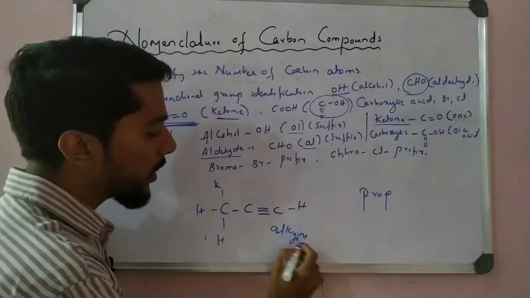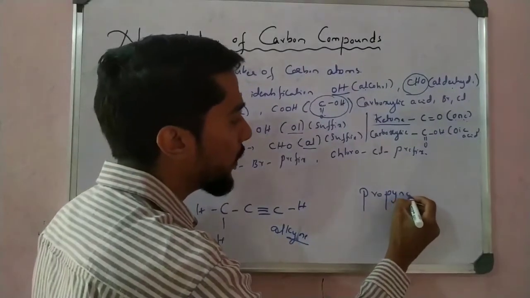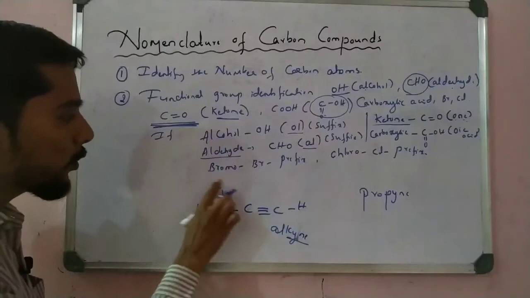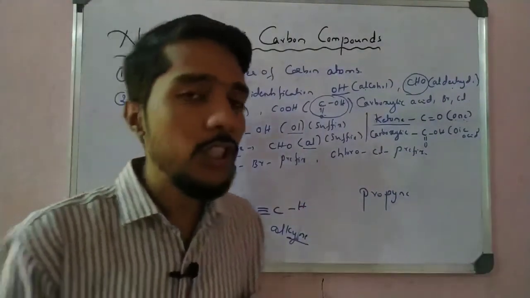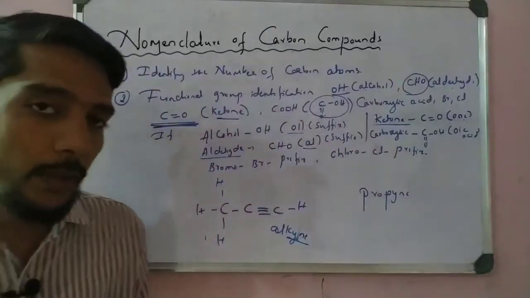Alkyne. Alkyne means what, student? The ending is YNE. There is no functional group, so we can name it propyne. So propyne is the answer. This is what it is all about, the naming of the compound.